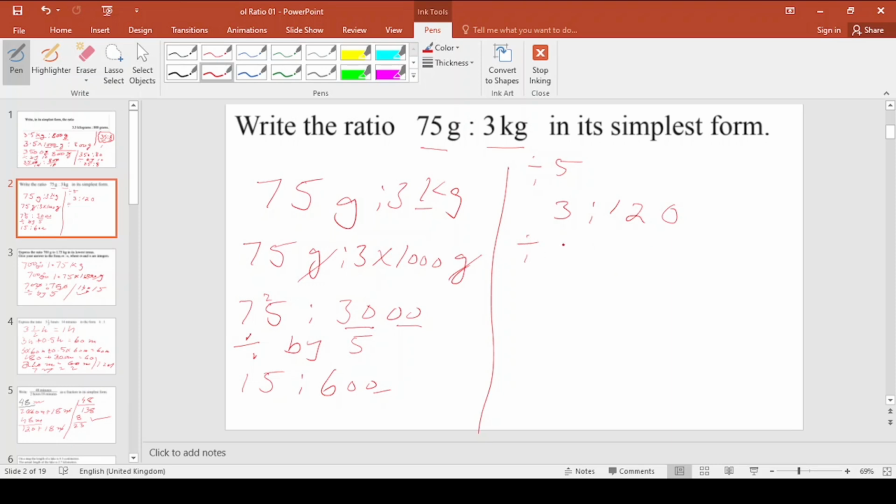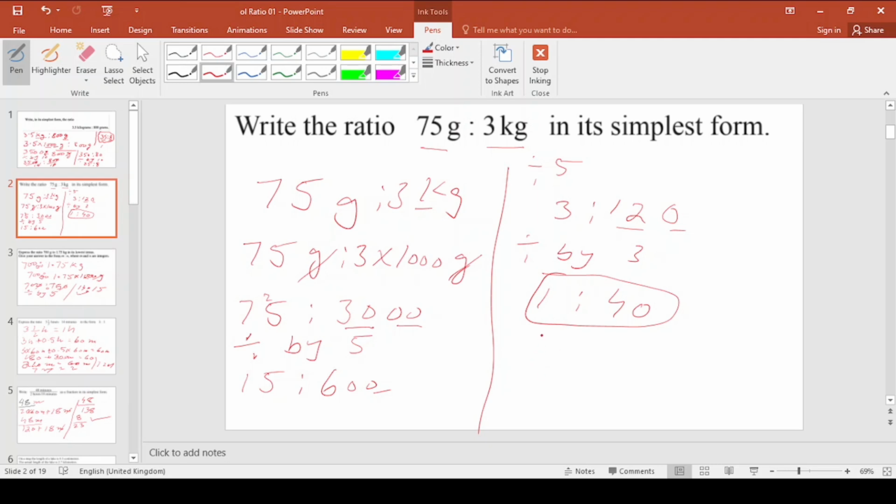Now divide by 3 because 3 is the common factor over here. 3 ones are 3, 3 fours are 12. Again this 0 comes here. Now this is in its simplest form. We cannot further simplify it because there is no common factor for them. So this is in its simplest form, 1 ratio 40.